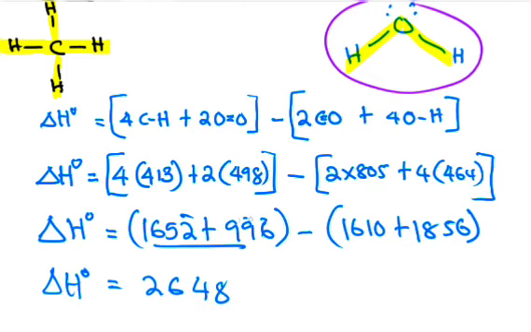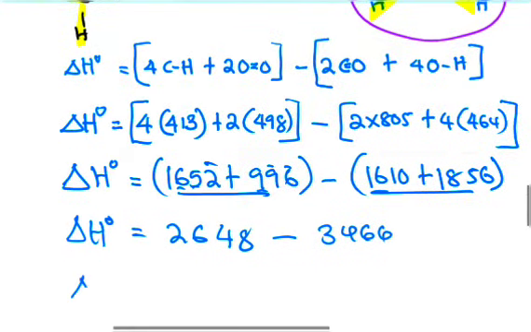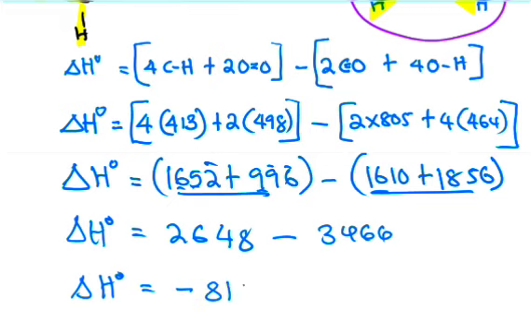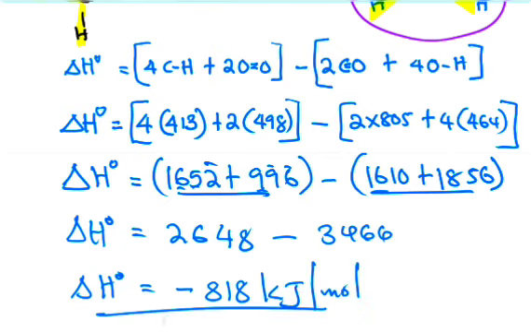2648, then minus the sum of this, which is 3466. So the difference between the two here, let me take the calculator: 2648 minus 3466. The answer is negative 818, in kilojoules per mole.